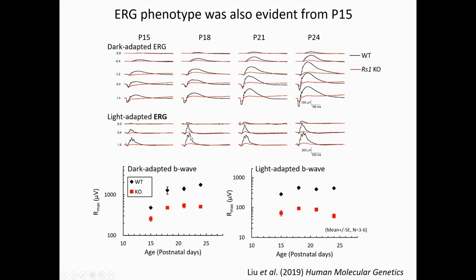We also noted very marked ERG abnormalities. Now, this is another busy slide, but if you just focus on these data at P15, the red lines, which are obtained from an RS1 knockout, are markedly reduced in comparison to the wild type controls.